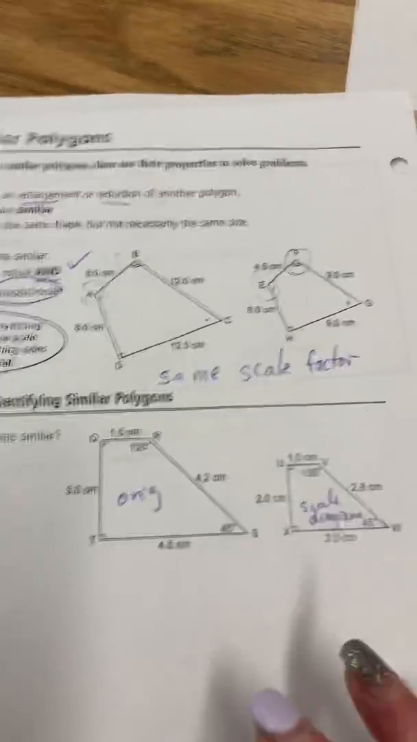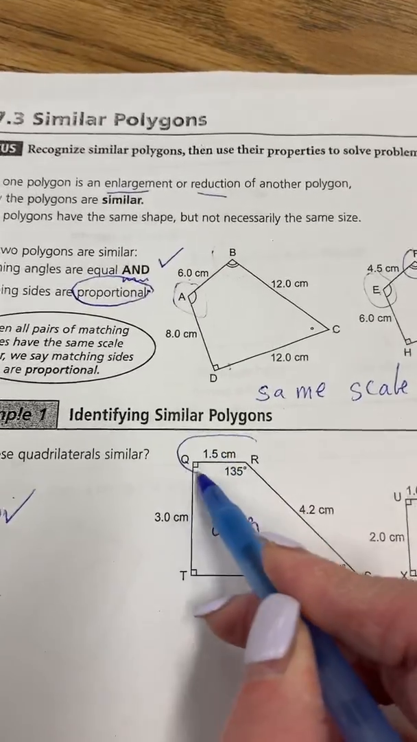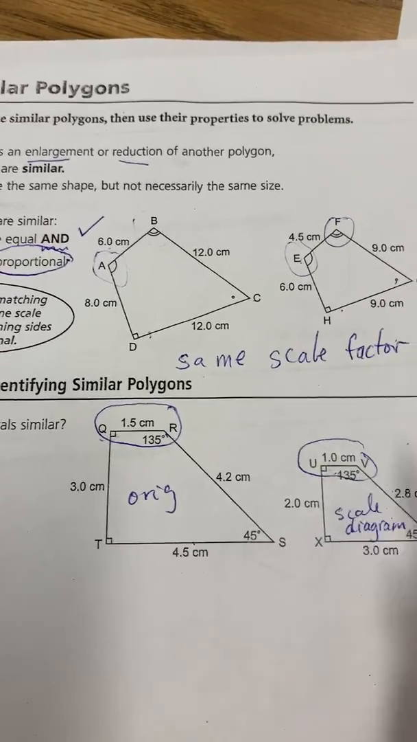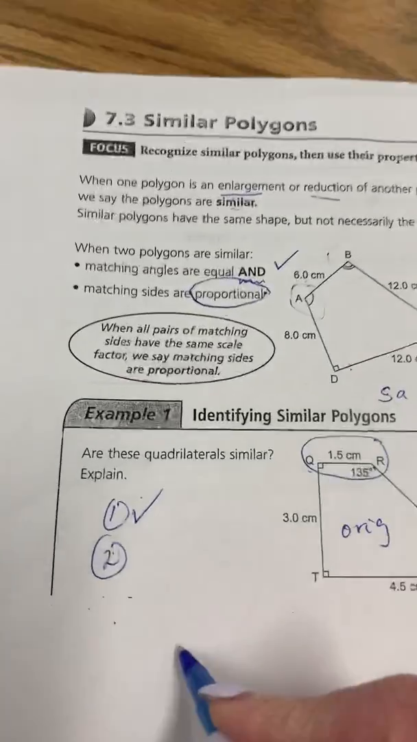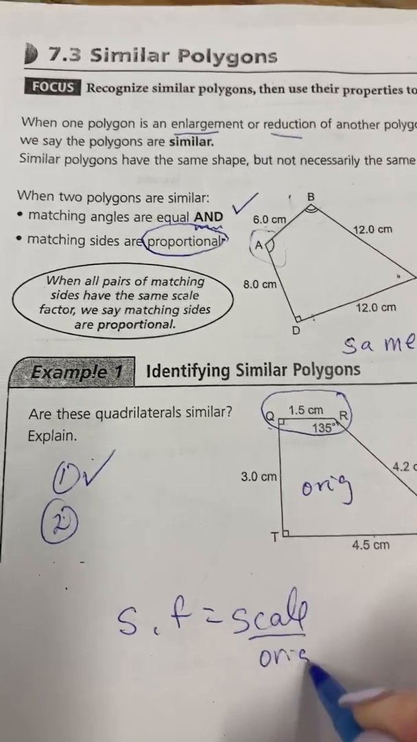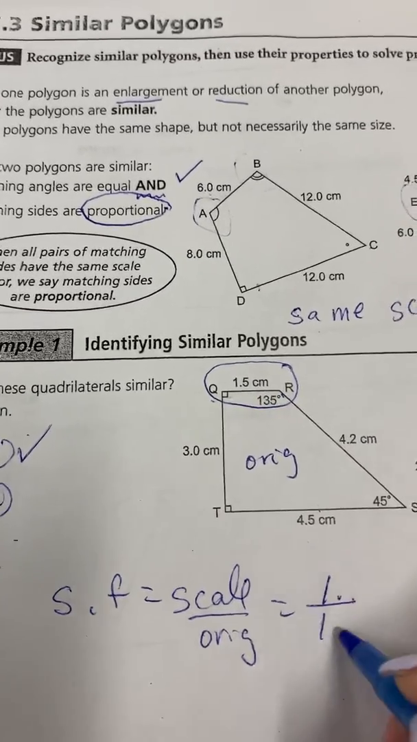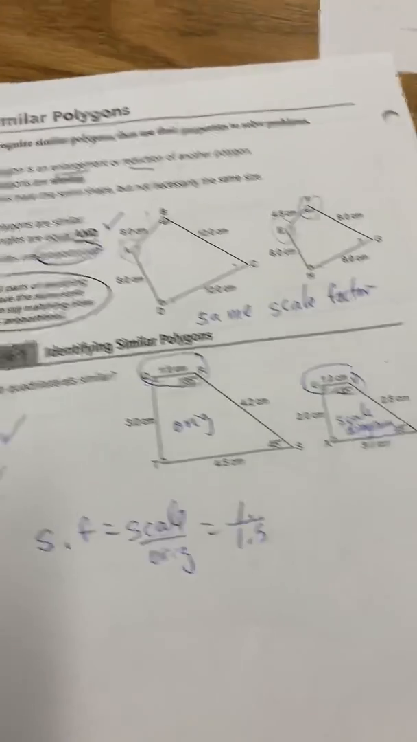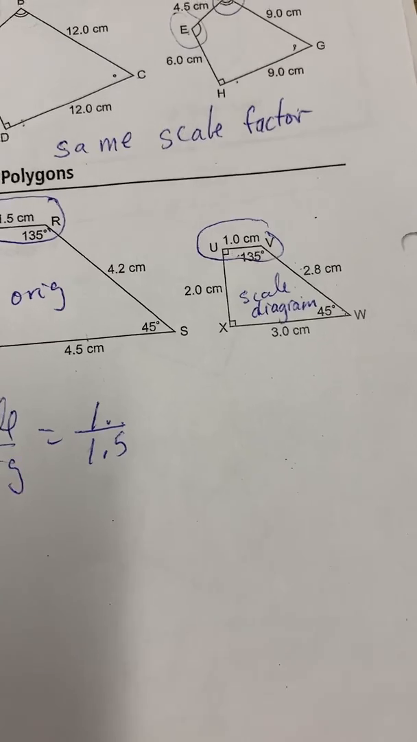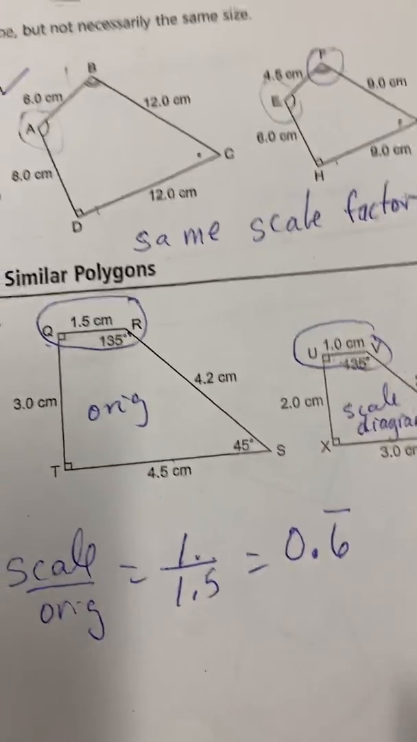Okay, so now we're going to refresh our memory about corresponding sides. If I were to check out QR, the corresponding side to that is UV. I remember that I find scale factor by placing scale over original. So in this case, I would put 1, and then divide it by 1 5/10. I certainly don't mind if you use a calculator. It's really not a big deal, but you should get basically 6/10 repeating.